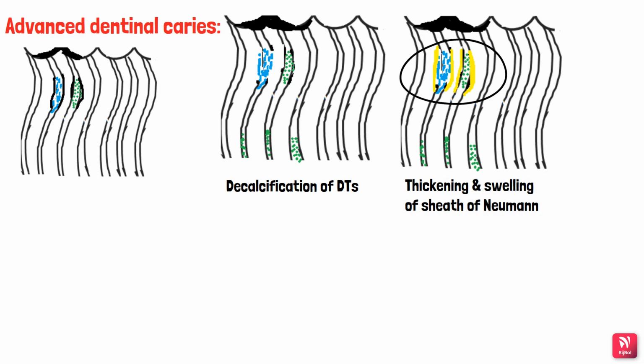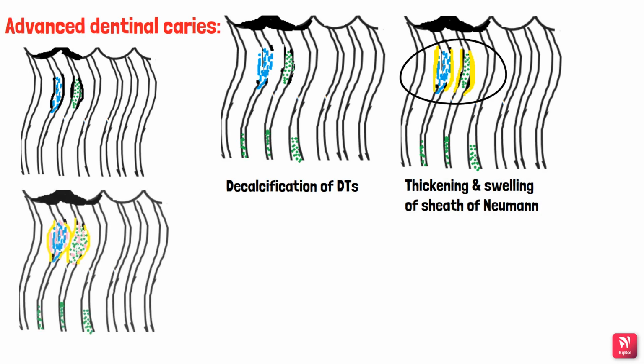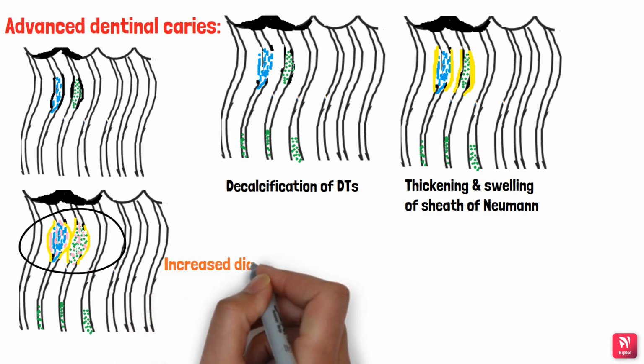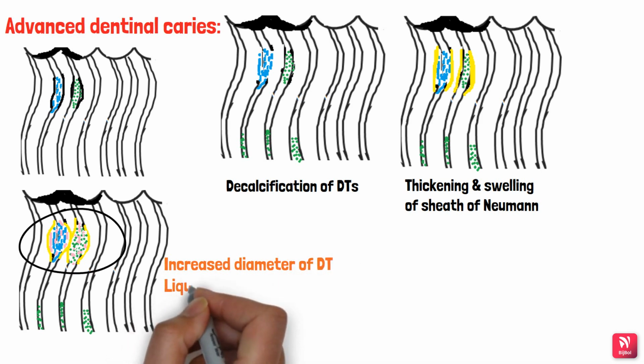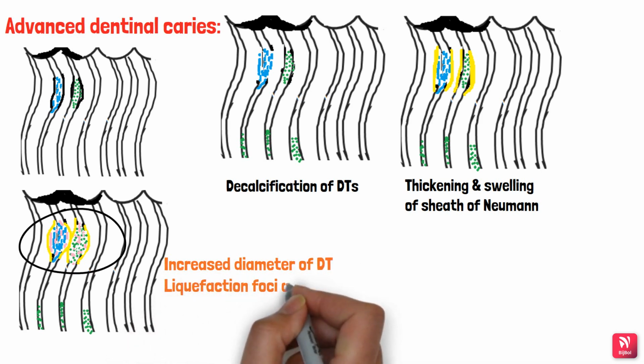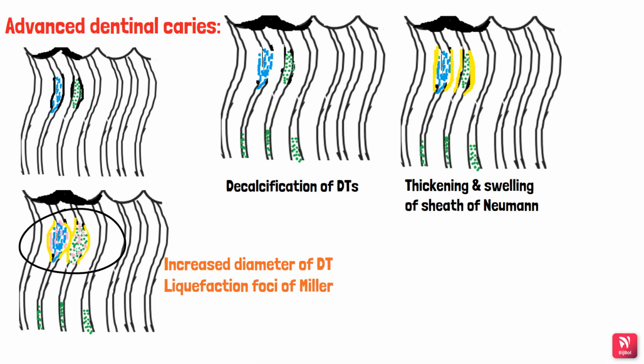Later on, these microorganisms will start to release their toxins and products and everything, and result in some necrotic foci. So now here, necrotic foci. This necrotic foci consists of breakdown of these dentinal tubules, decalcification of the surrounding dentin, and a group of microorganisms. So all this will form an ovoid area of destruction. This ovoid area of destruction is nothing but liquefaction foci of Miller. Liquefaction foci. And as there is dumping of these microorganisms there, it results in increased diameter of the dentinal tubules. Okay.